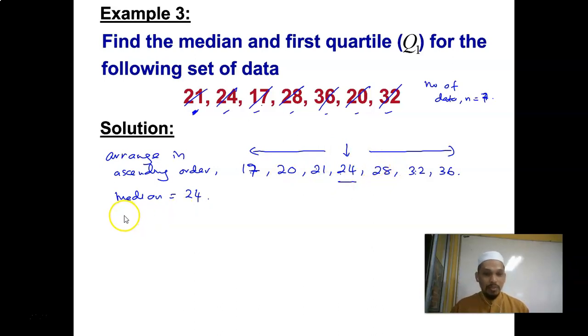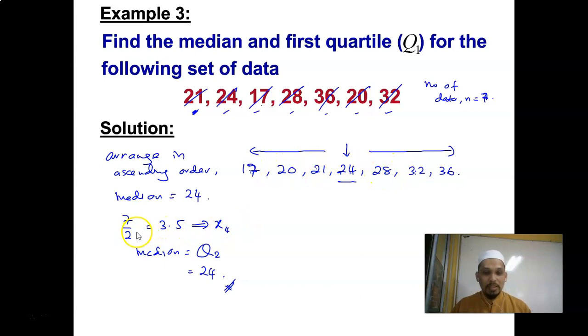You might also use this one, which is 7 over 2, 7 divided by 2. Number of data is 7, 1, 2, 3, 4, 5, 6, 7, divided by 2 equal to 3.5. So we round up the numbers here. It is X4, observation number 4, 1, 2, 3, 4. So then the median, Q2, the second quartile, equals 24. Okay, you can either use this calculation or you can just simply look from the pictures.